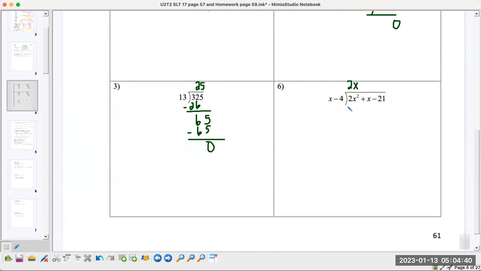2x squared, -8x, subtract, cancel out, turns to a plus. That's 9x minus 21. 9x divided by x is 9. Multiply back, we get 9x.